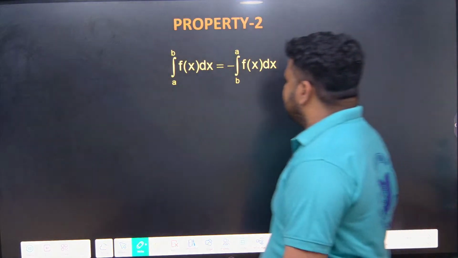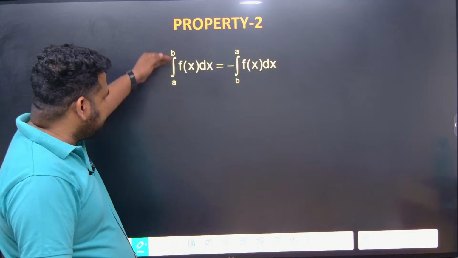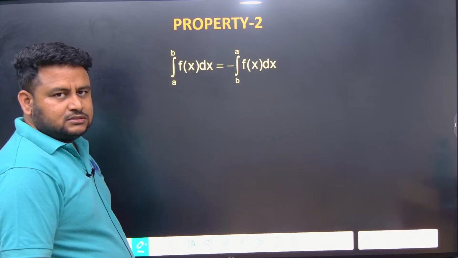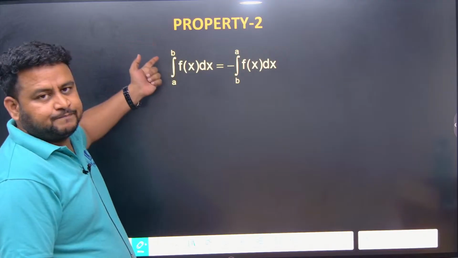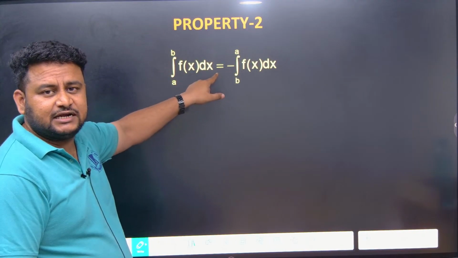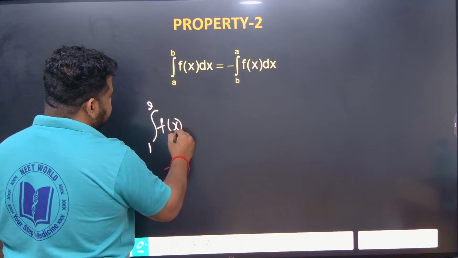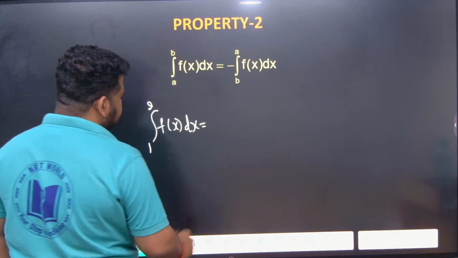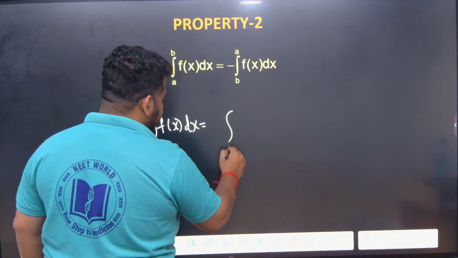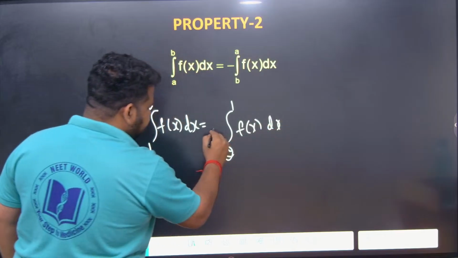So that is what it is saying: integral from a to b of f of x dx. If you have the bound as a to b and you want to reverse this bound, then what should you do? You should multiply with the negative sign. Suppose I have 1 to 2 f of x dx. This can be written as 2 to 1 f of x dx, if and only if I write a minus sign here.